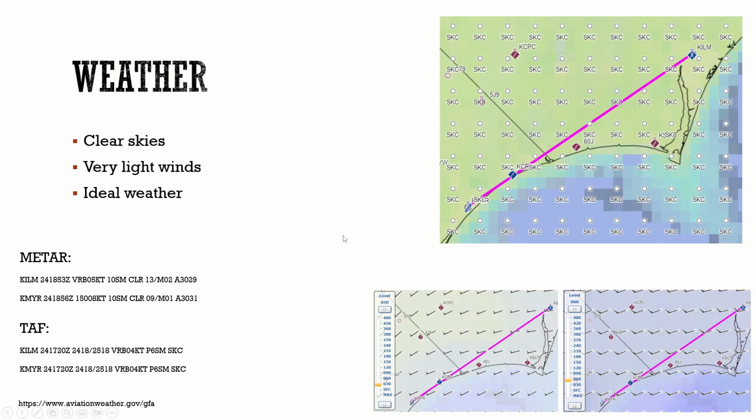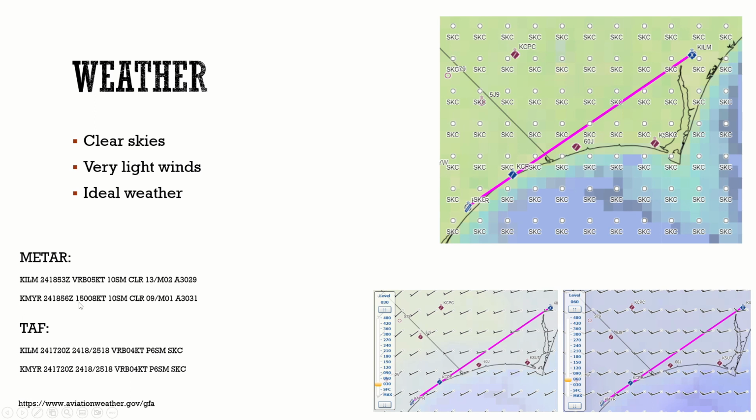Weather next. Weather today, it's really a no-brainer. Clear skies, winds even at 6,000 around 15 knots, very light winds. TAFs are identical for those two airports. METARs are almost identical.